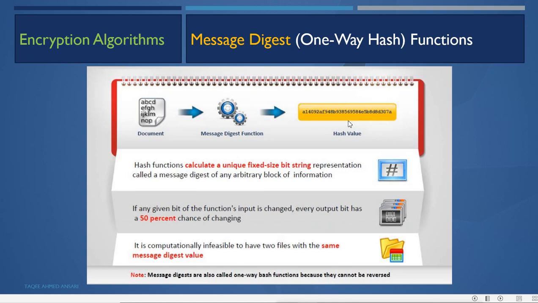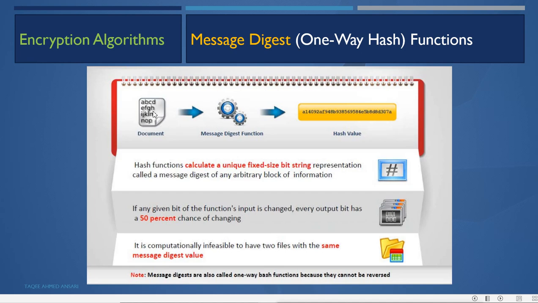These hash functions calculate a unique fixed-size bit string representation, called a message digest, of any arbitrary block of information. If any given bit of the function input is changed, every output bit has a 50% chance of changing. So if any one bit is changed in the document we are using with the message digest function, there is a 50% chance that each bit of the hash will change.